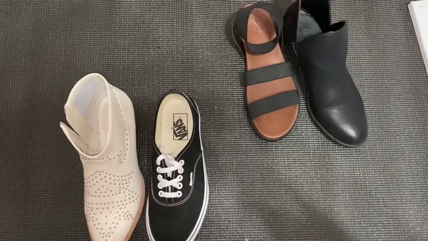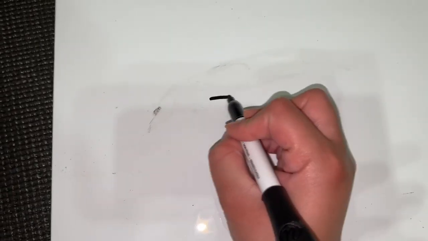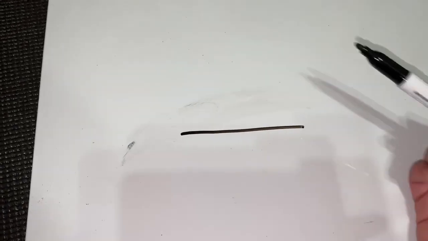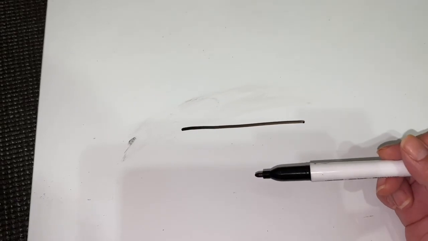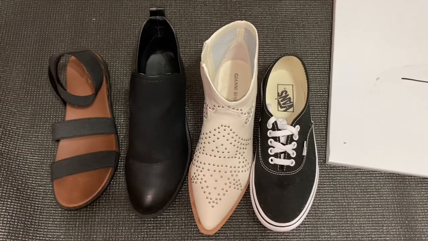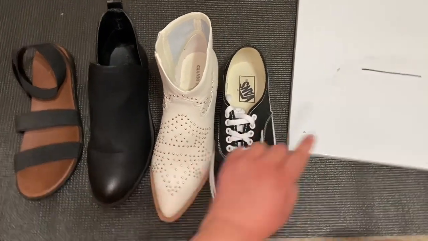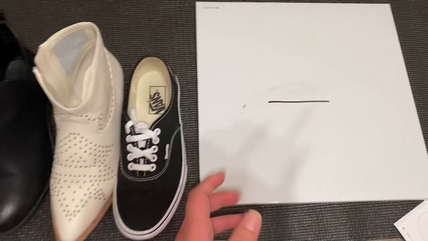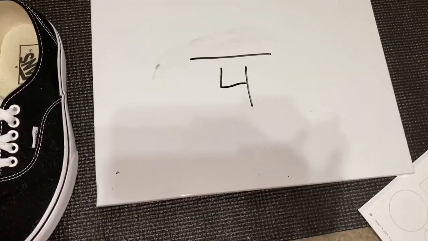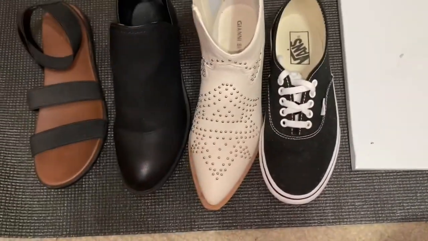Now I'm going to show you how to write this on our dry erase board. First, you're going to start with a horizontal line. And then on the top, we're going to put, well, first, let's start on the bottom. On the bottom, we're going to put how many shoes we have. So let's look at our shoes to see how many shoes we have. We have 1, 2, 3, 4. So for my fraction, I'm going to write the 4 on the bottom. Now on the bottom, we always write the total amount of objects or shoes that we have.